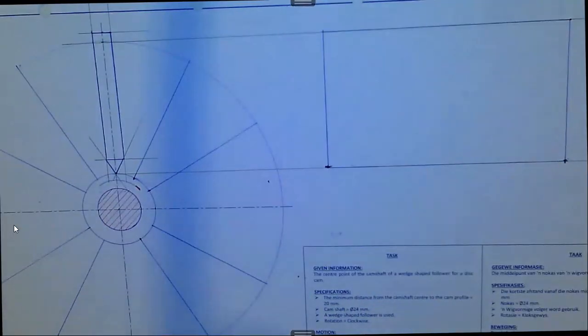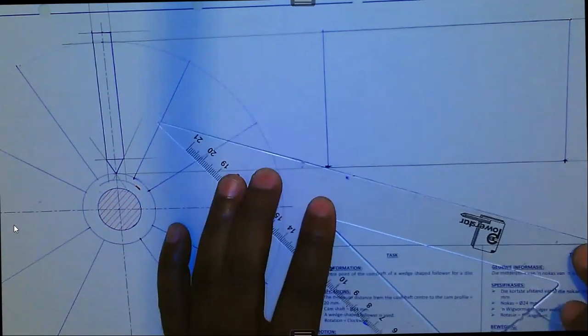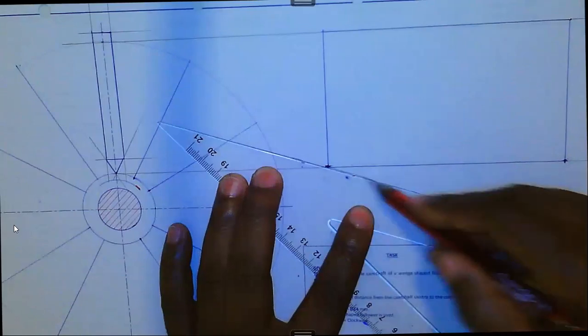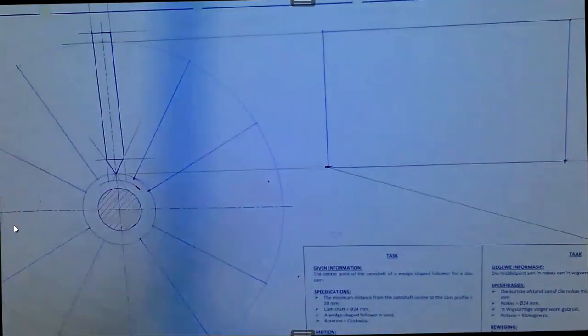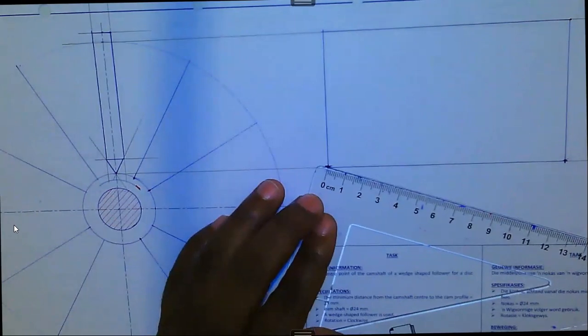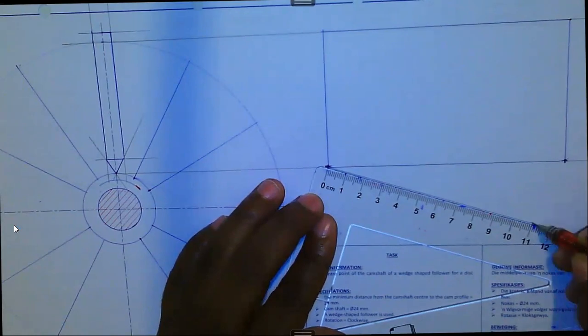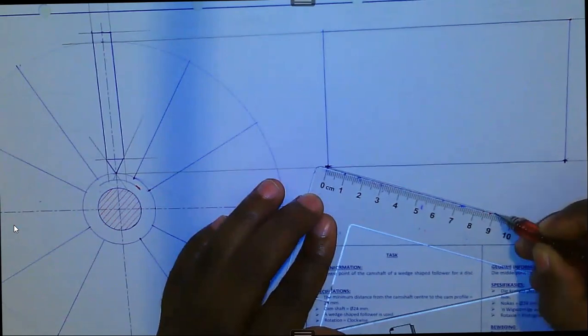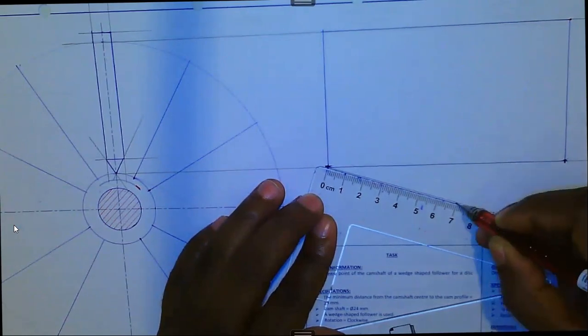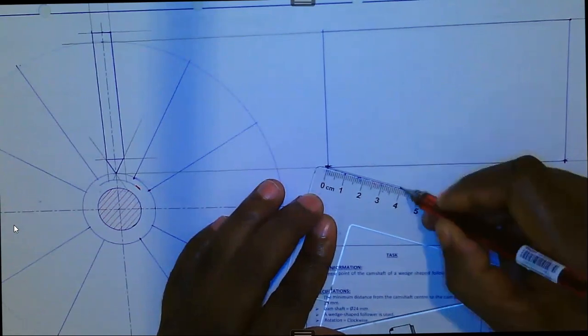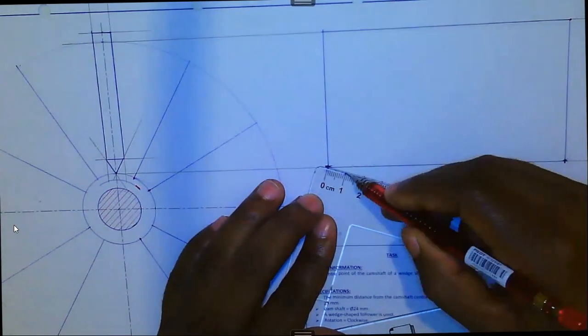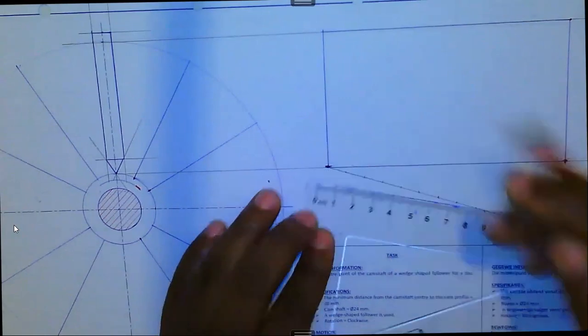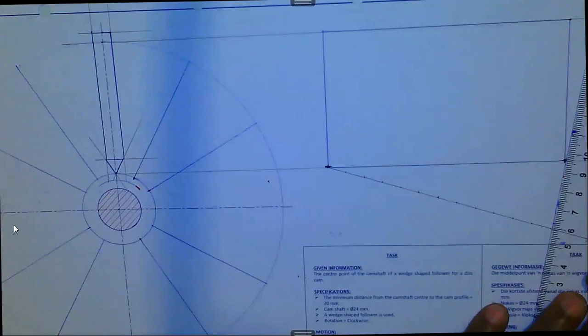The next thing is to divide this one into 12 equal parts. I'm going to divide it into 12 exactly, at 10 millimeter intervals. The last point connected.